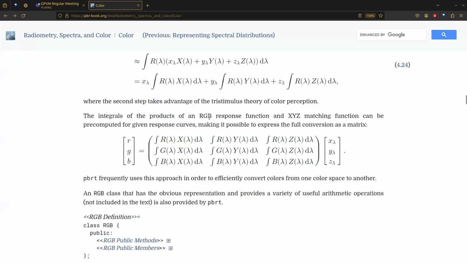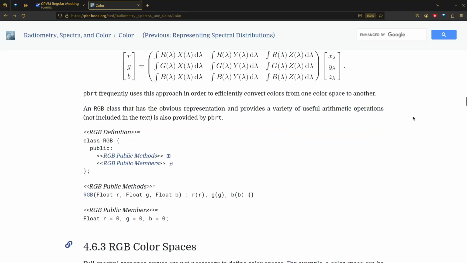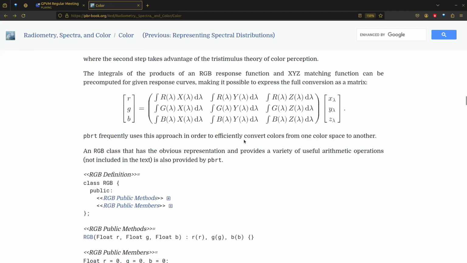Okay. And integrals of the products of an RGB response function and the XYZ matching function can be pre-computed for a given response curve, making it possible to express the full conversion as a matrix. PBRT frequently uses this approach to efficiently convert colors from one color space to another.